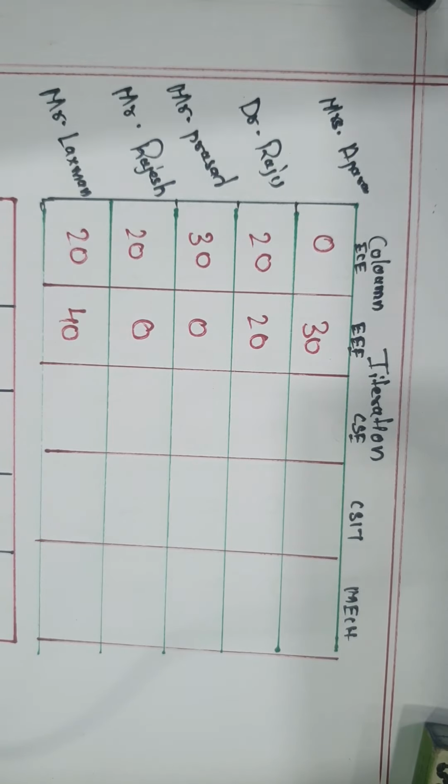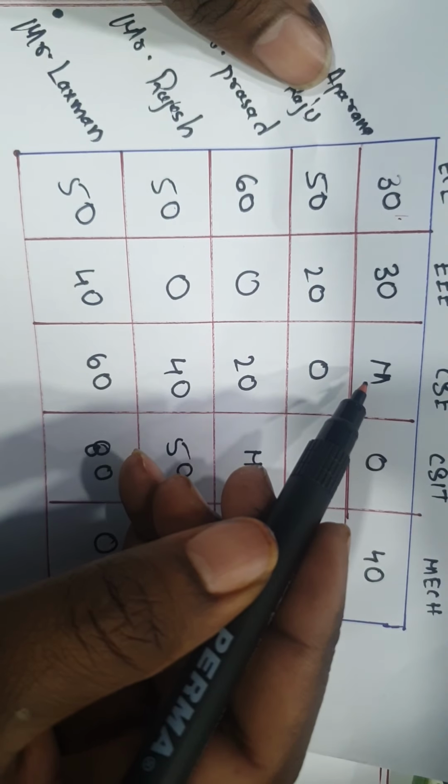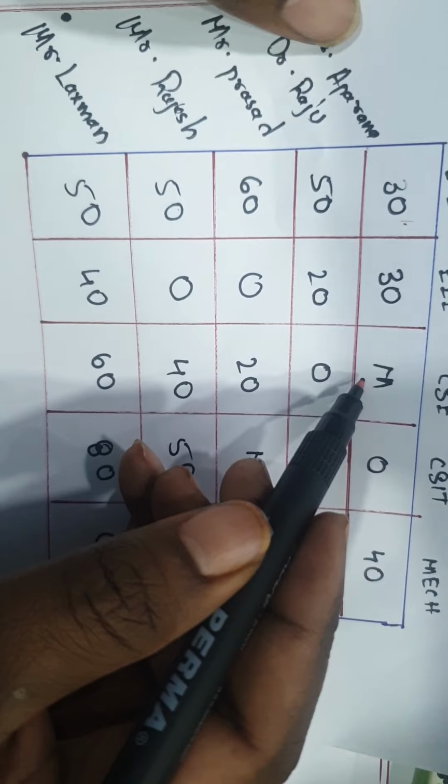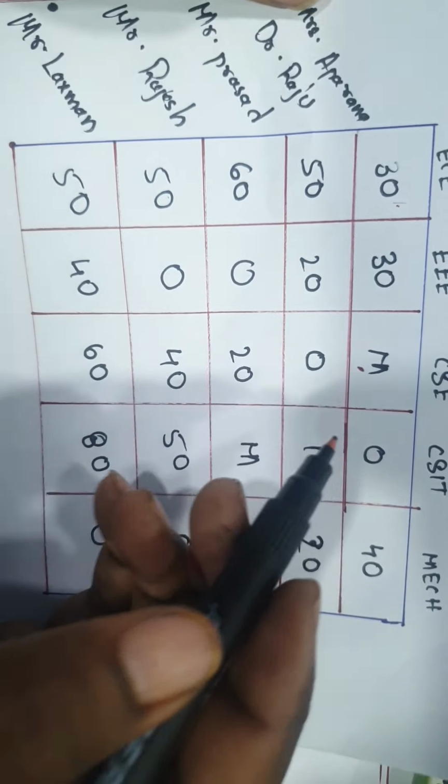Next one is CSC. In CSC, the M term is there. No need to add, no need to subtract, no need to multiply, no need to do anything. You just have to copy it as it is. M, and you are finding 0. So the same thing you have to write.